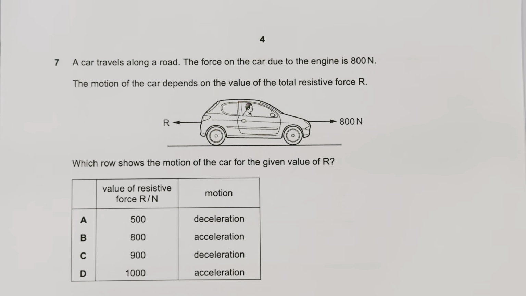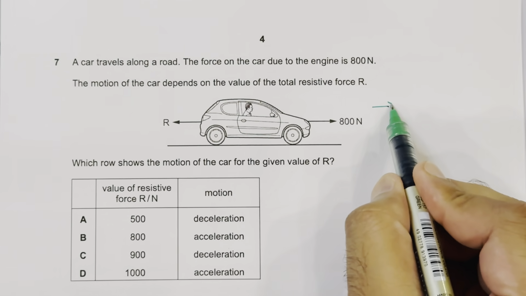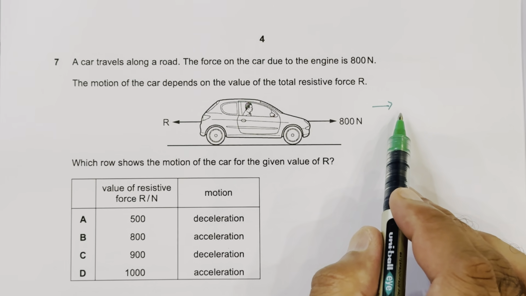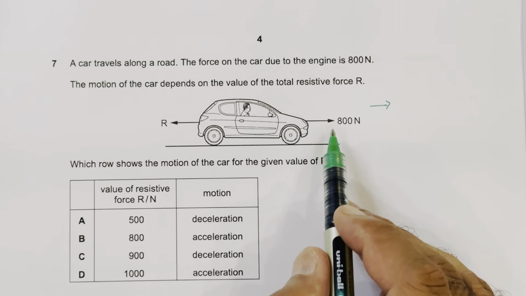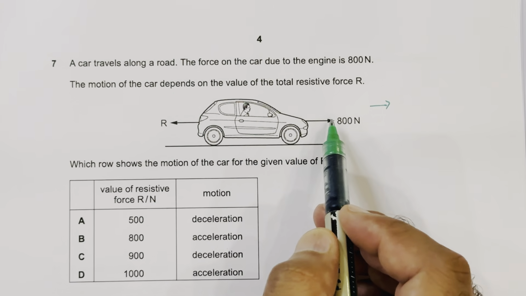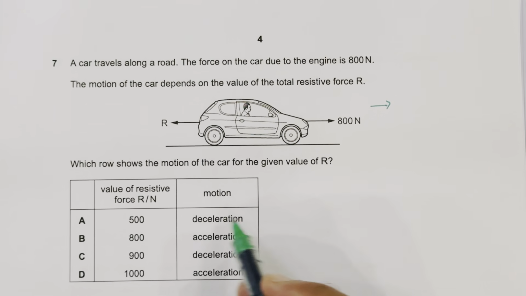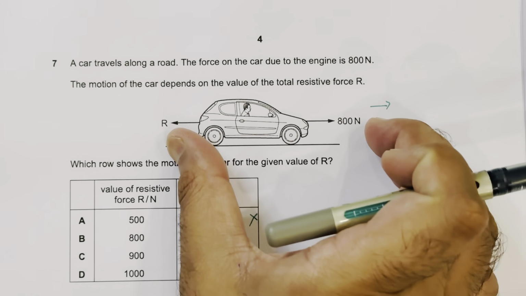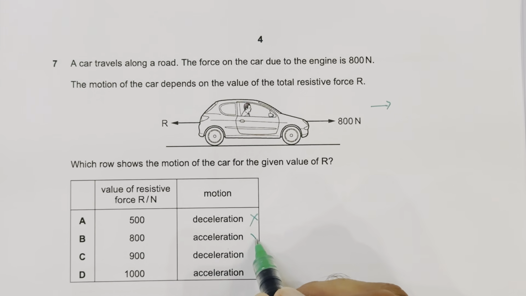We already know that the car is traveling and the engine force is 800 Newton. If it is heading forward, it should accelerate. But for acceleration, the value of R should be less than 800 Newton. But in this case, it is decelerating, so it is the wrong option. In this case, it is accelerating, but this is equal to 800 Newton. If both these forces are equal, it means the body cannot move.